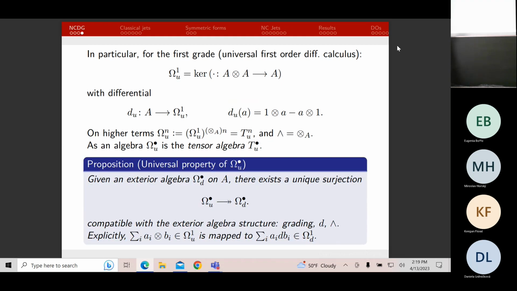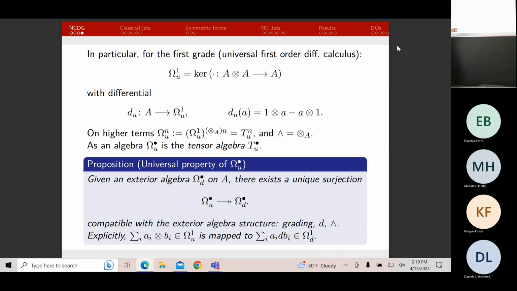Okay, perfect. So this is a very nice algebra, very algebraic, but the problem is that it's too nice. It's too regular. And in fact, we can see that it doesn't really encode much geometric information beyond the algebra A itself. In fact, we have this universal property that says that whenever we have an exterior algebra over the same algebra A, there is a unique surjection from the universal one to our algebra, which is compatible with the structure. So the grading is preserved, the differential commutes, and the wedge.